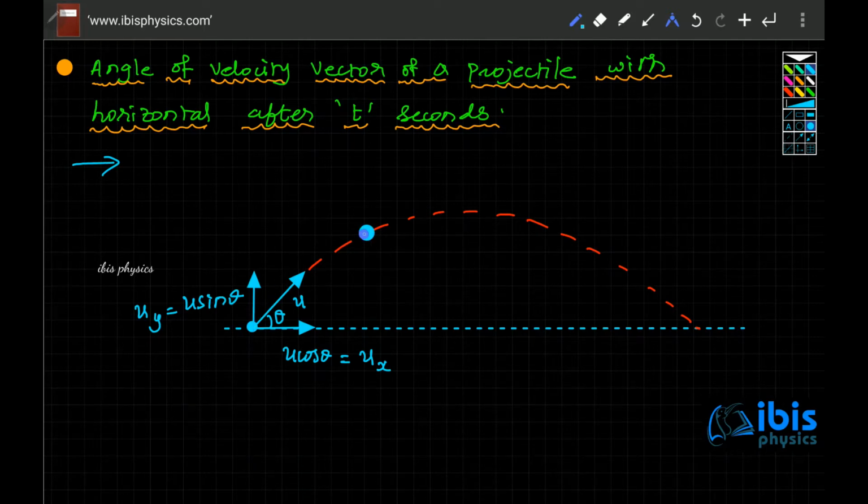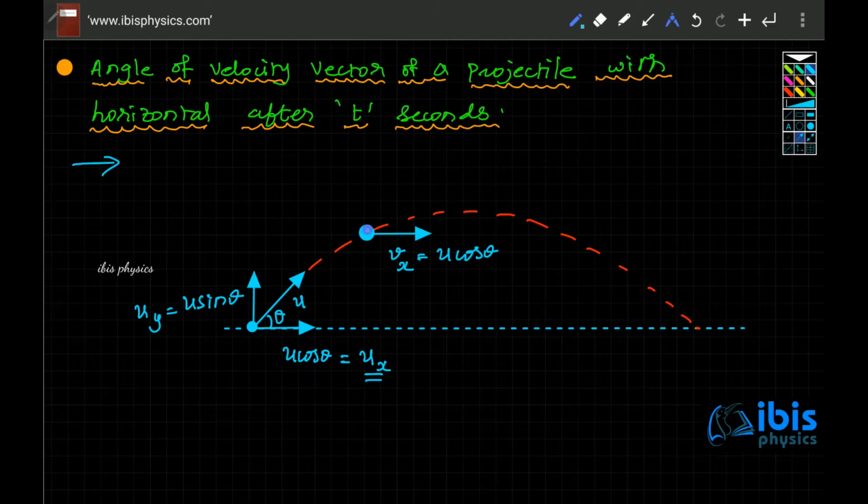Suppose after t seconds the body is here. In the last video we had seen that the horizontal velocity has not changed at all. So we call the initial horizontal velocity ux, and the velocity after some time in the same horizontal direction is vx. Since there is no horizontal acceleration, it is u cos theta, so it does not change.